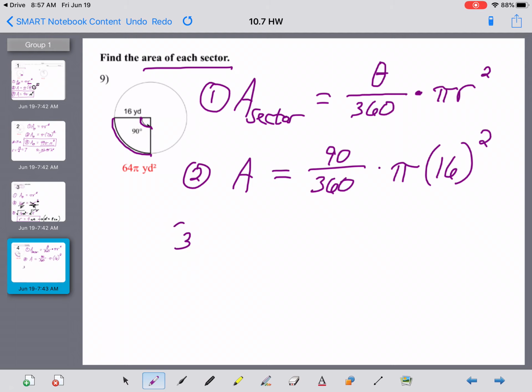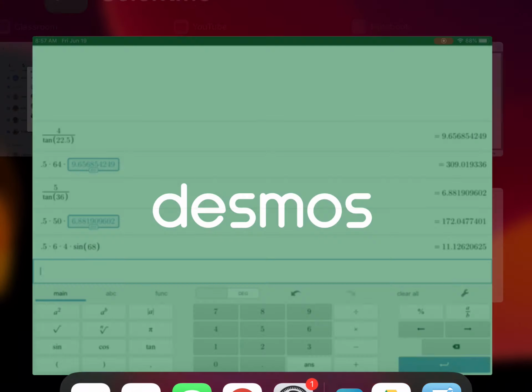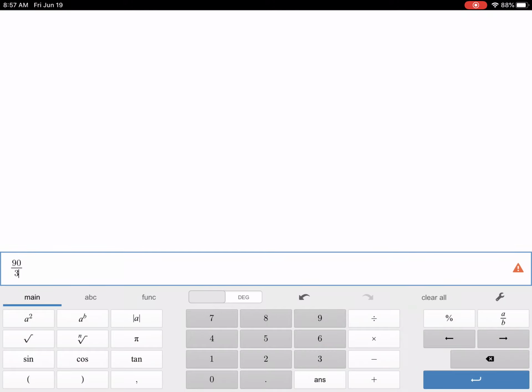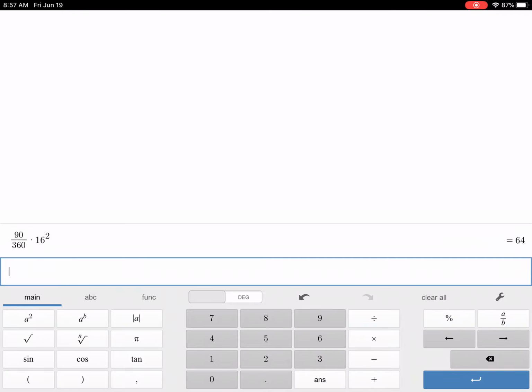Now, in terms of what this is going to look like to simplify, again, I'm going to leave my answer exact. So the pi right here is not going to get put into my calculator, but everything else is, and let me show you what that is going to look like here. So we started off with a fraction of 90 over 360. So let me do 90 over 360, and then I'll get out of that fraction. And then we're going to multiply that by our radius, which was 16, and that 16 is going to get squared. And that got us an answer of 64.